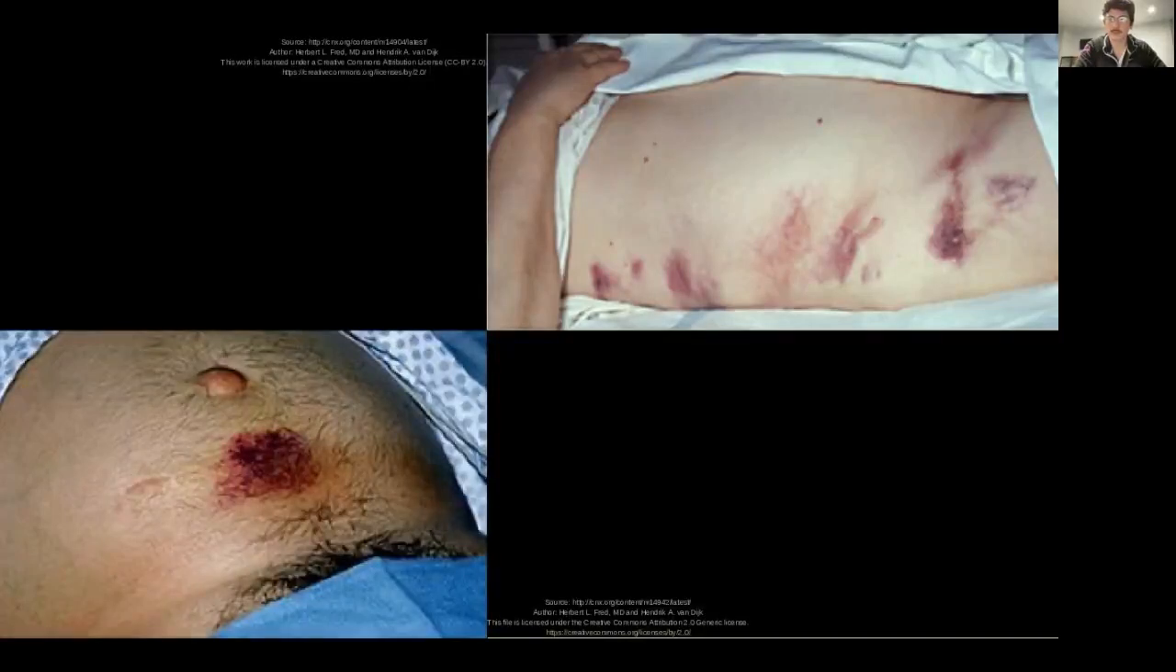So does anyone know what these are? Signs, clinical signs.